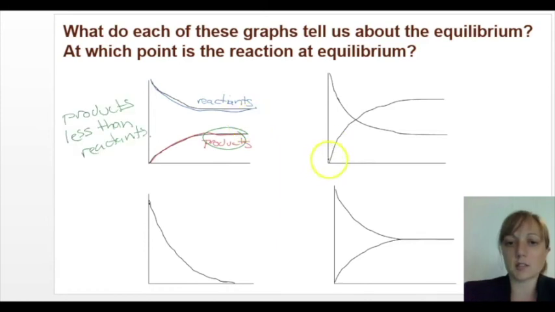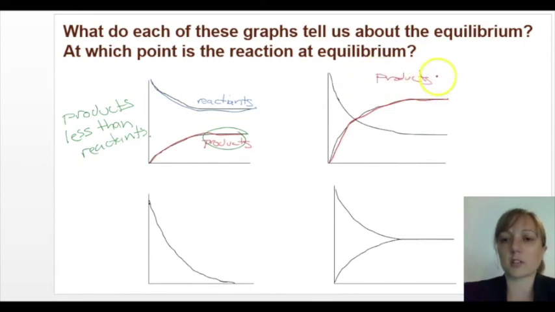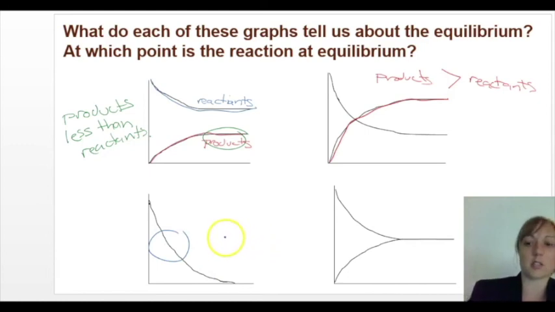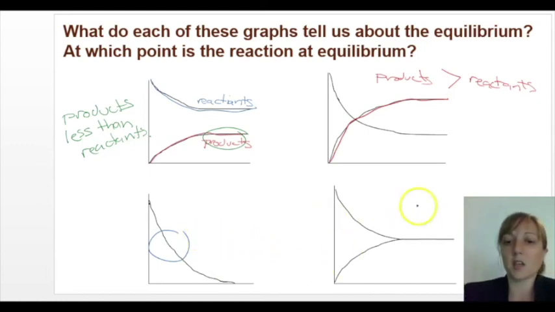In this case, if we have a look, our products are forming and they cross over here. So we end up with more products than reactants. So products are greater than reactants. Okay, this graph down here is not an equilibrium graph. We've only got one bit of information, so this doesn't tell us anything about equilibrium. And this one, our products are equal to our reactants.